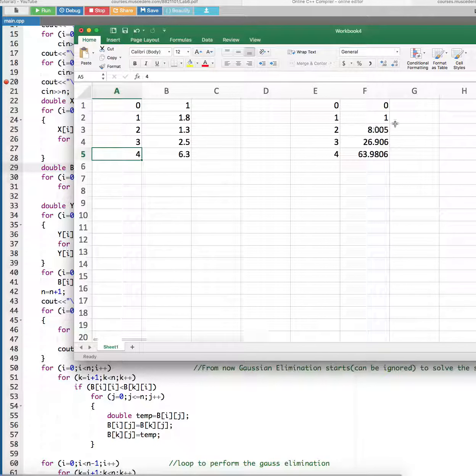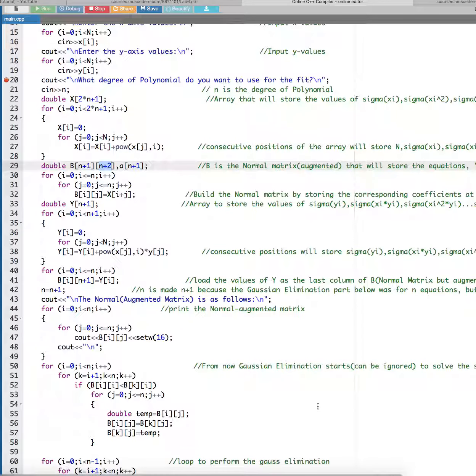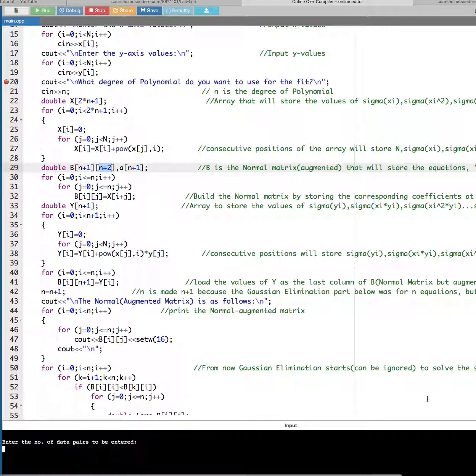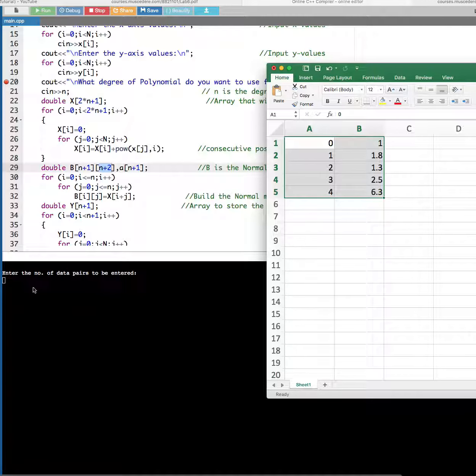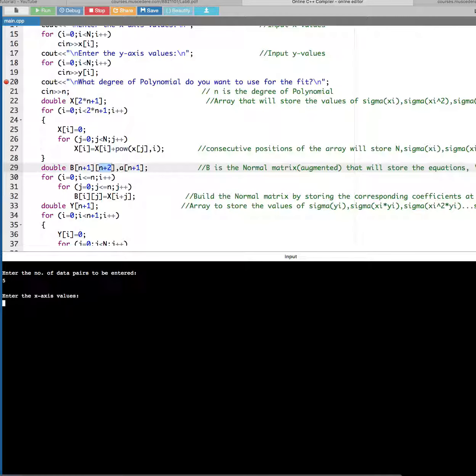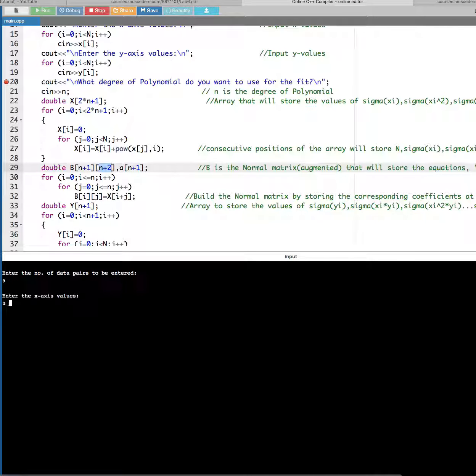And let's look at an example. Here we have two sets of data. Now let's try this one. Okay, so here we have 5 sets of data. I'm going to run this code and see what we get. Okay, here it's asking to enter the number of data to be entered in. So here we have 5 data. I'm going to put 5 right here, and enter the x values. X values are 0, 1, 2, 3, 4. I'm going to put that right here, 0, 1, 2, 3, 4, and enter.